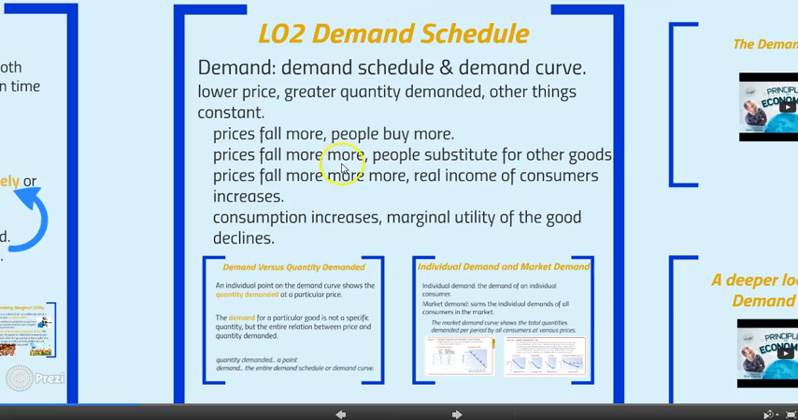If prices fall even more on pizza, people may buy pizza and substitute it for other meals that they normally don't. If prices fall even more, the real income of consumers increases because they've now substituted pizza in for other meals, so they have more money because they're not spending as much money on other meals. Consumption increases and the marginal utility of the good declines. You eat that much pizza, you start to feel sick.